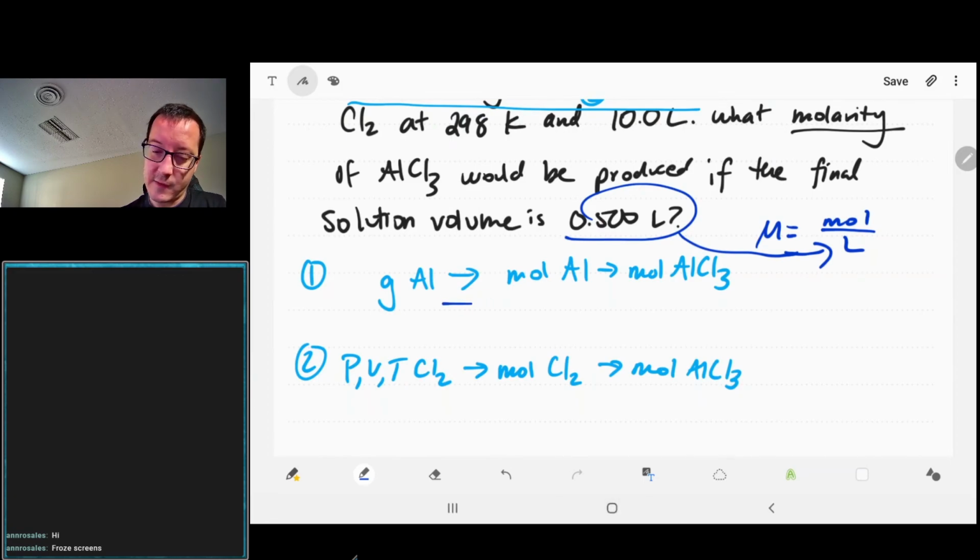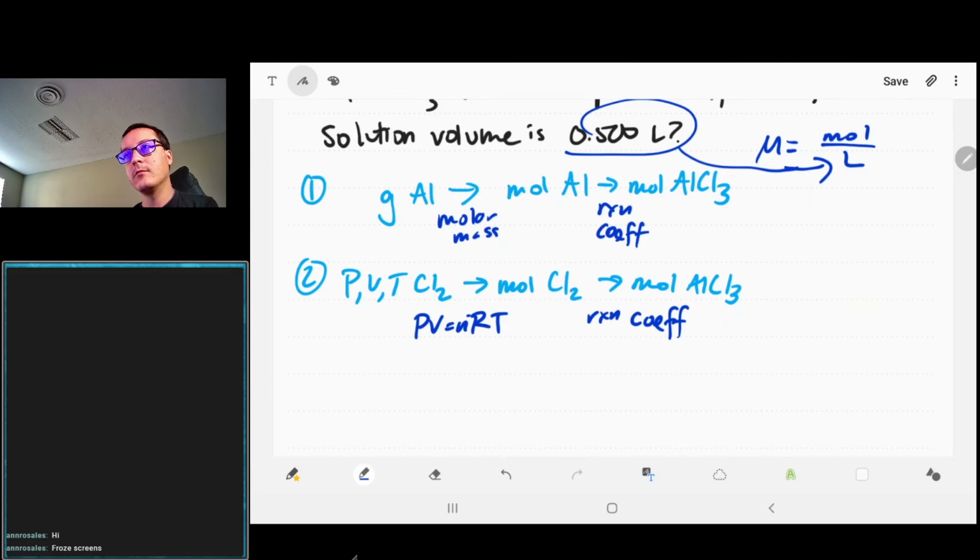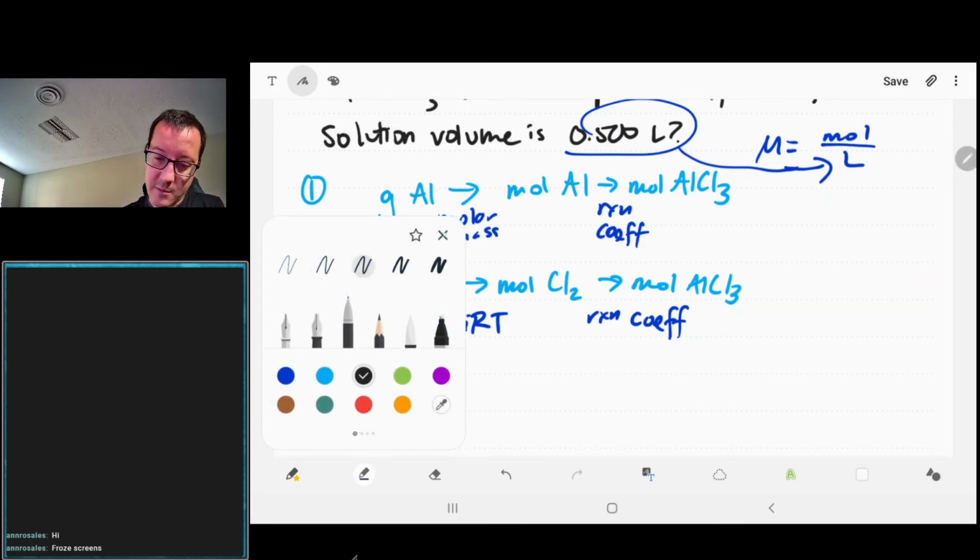We have the molar mass here. We have our reaction coefficients. Here we have our ideal gas law and our reaction coefficients. And then later we'll figure out the molarity by doing our moles divided by our liters.